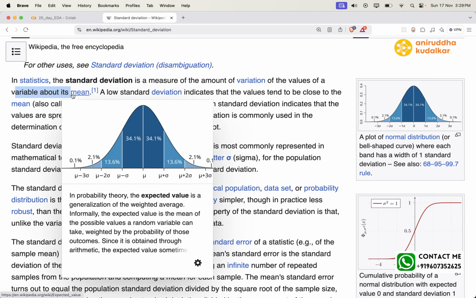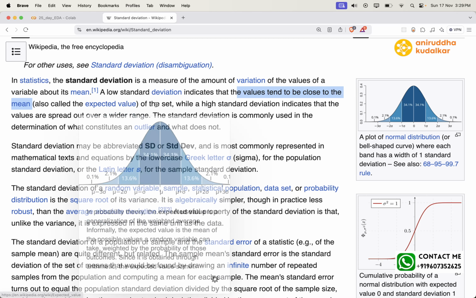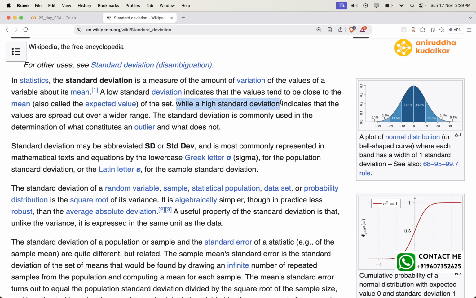A low standard deviation indicates that the values tend to be close to the mean, also called the expected value of the set, while a high standard deviation indicates that the values are spread out over a wider range.